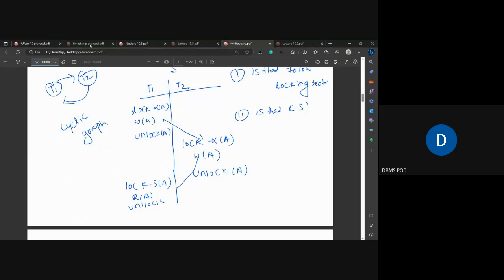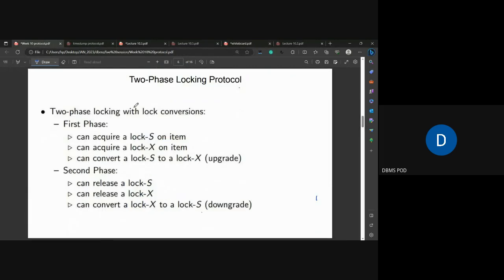Now you can see the locking. A simple locking protocol does not ensure conflict serializability, right? That's why you are learning the two-phase locking protocol. It is the protocol we use to achieve a conflict serializable schedule. So what is the two-phase locking protocol?